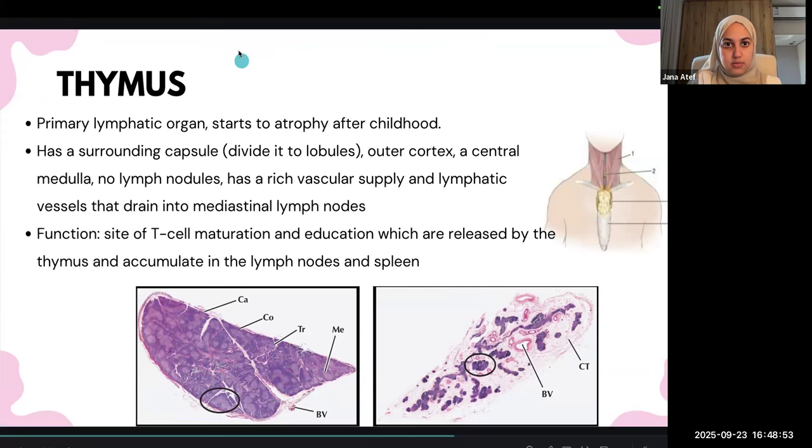Okay, I think there was a question. Is the paracortex in the thymus or the spleen? The paracortex is in the spleen. We're going to go into it.